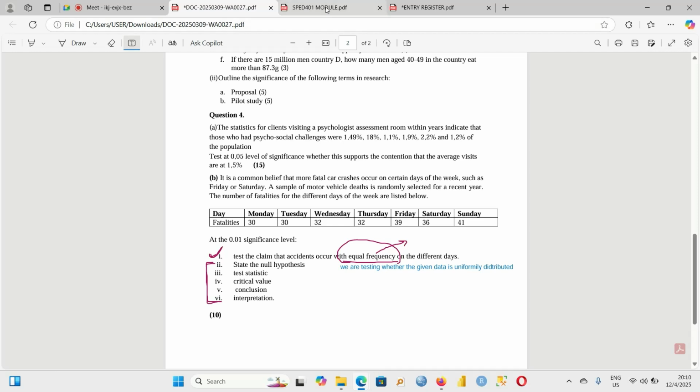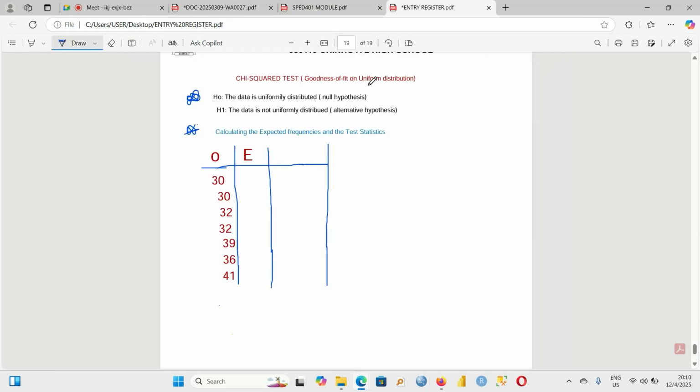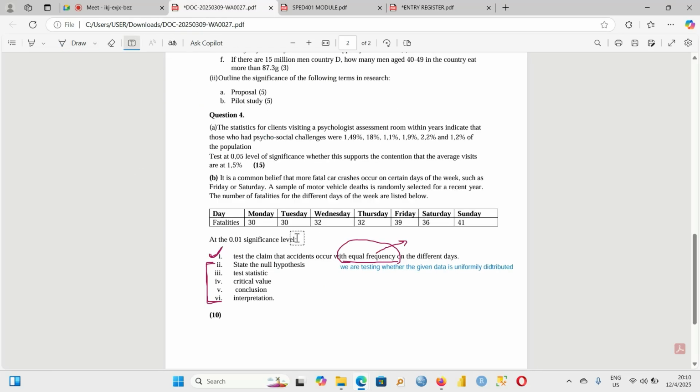Then under the chi-squared goodness of fit test on the uniform distribution, the expected frequency is equal. The expected frequency is the same because we are testing whether it is uniformly distributed. So how do we find the expected frequency? We add all the fatalities, then divide by the number of days.